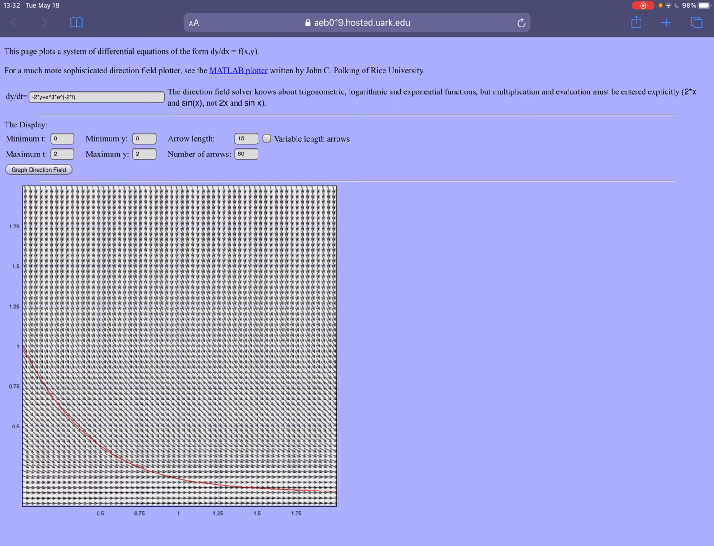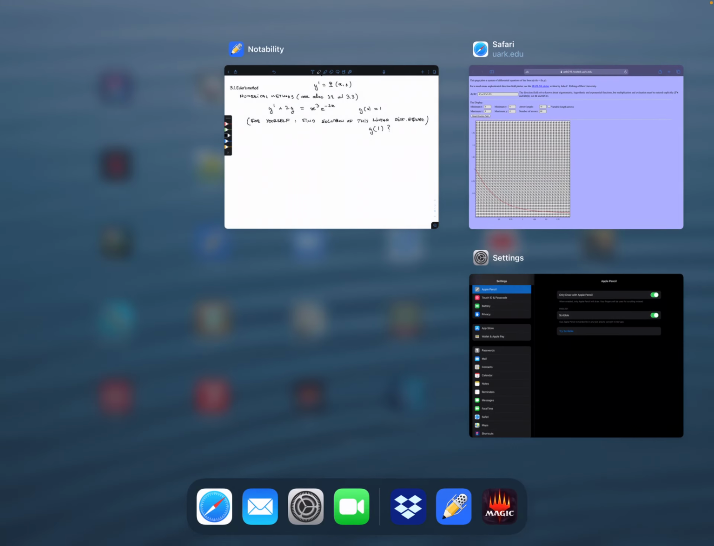And I was asking what happens at y is 1. So we see y is 1 is somewhere down here. So it's supposed to be something like 0. I don't know, guess something, right? 0.25 or something, 0.2 perhaps. Okay, so how do we do this?